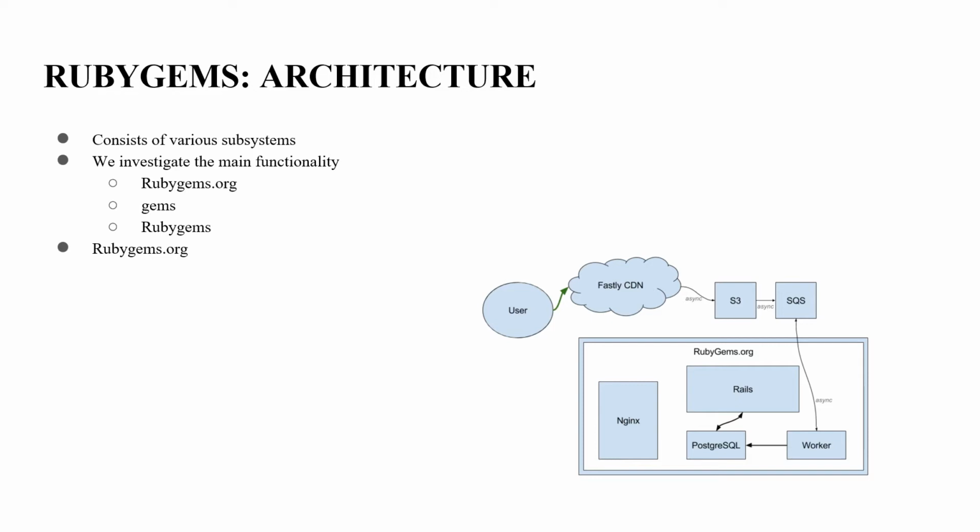We have rubygems.org, which is basically the website and the website's infrastructure. We have the gems, which is basically a Ruby wrapper for the Rubygems website. And we have Rubygems itself, which holds all the actual code related to working with different packages and implementing the various methods that we have when it comes to package distribution and management.